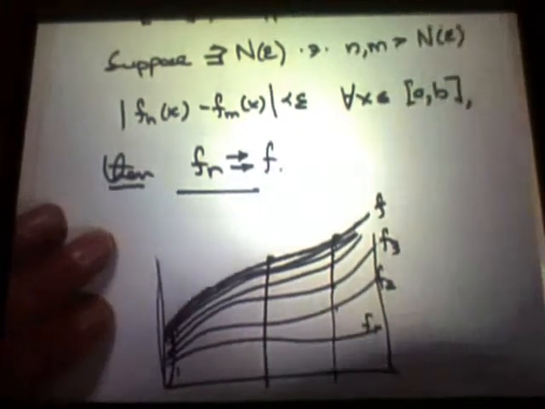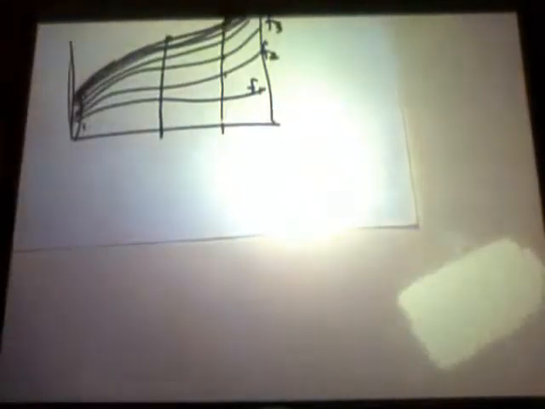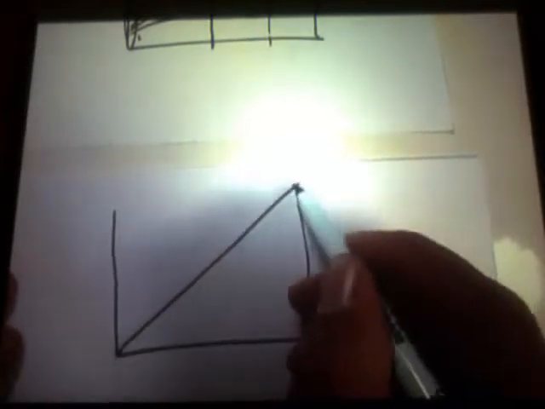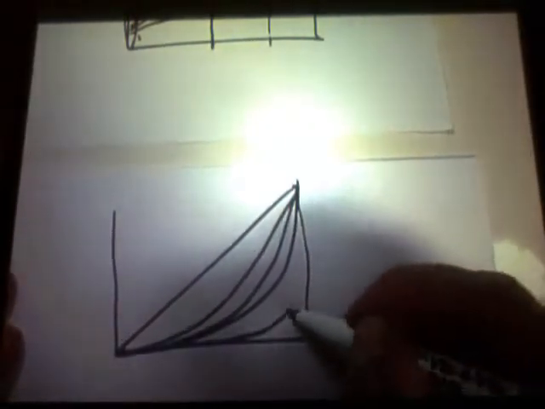Remember the functions x to the n, 0, 1. So that's f1. Parabola, cubic, quartic, right? And the umpteenth version, x to the n out here.